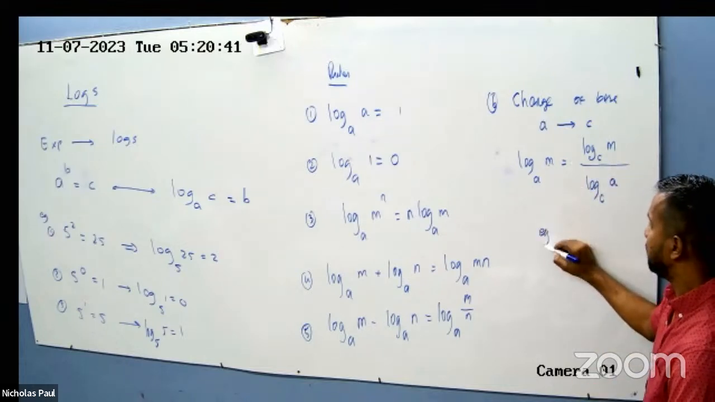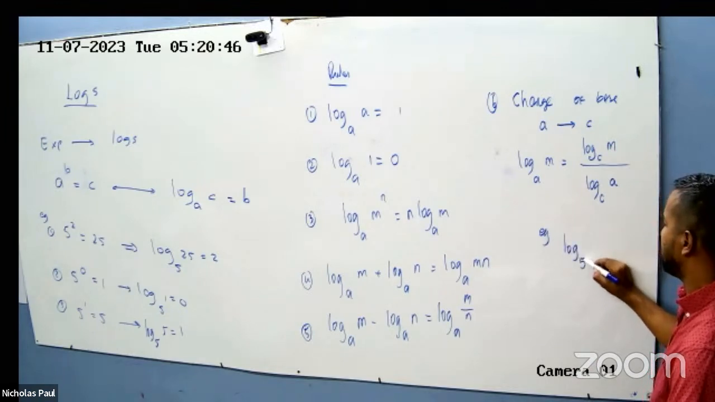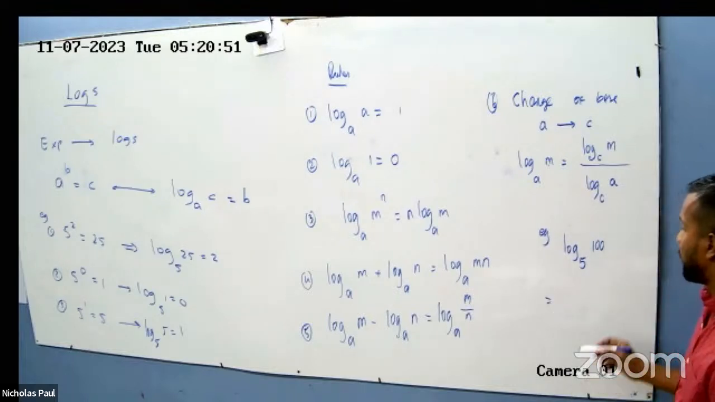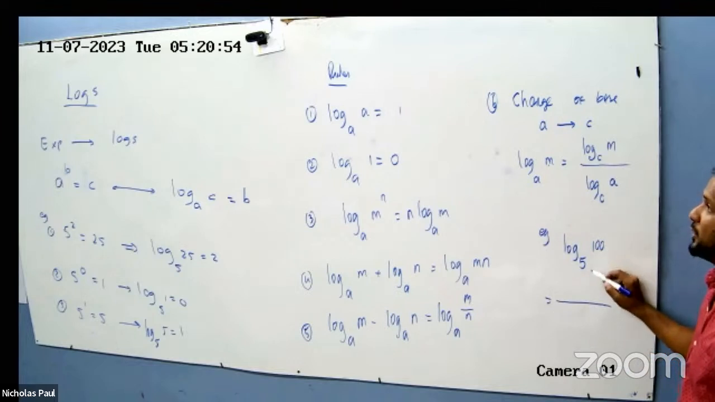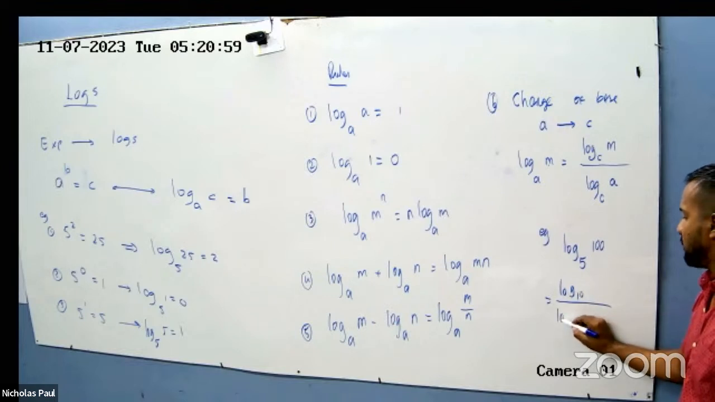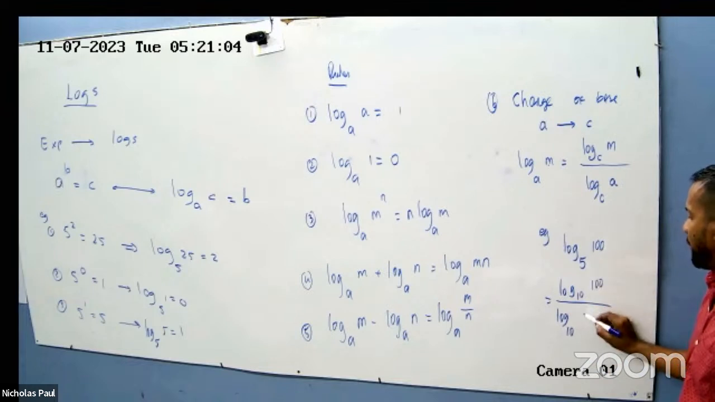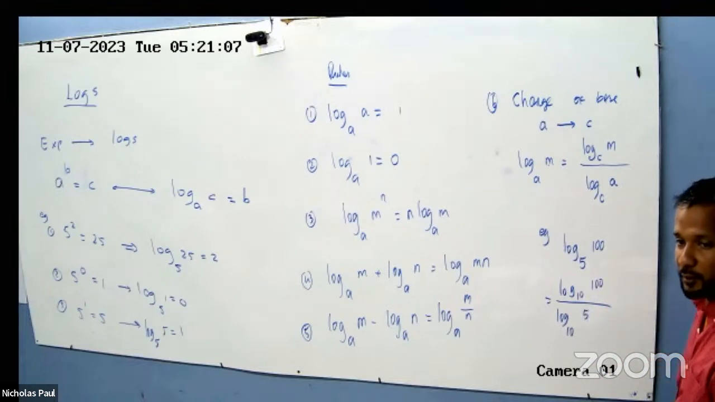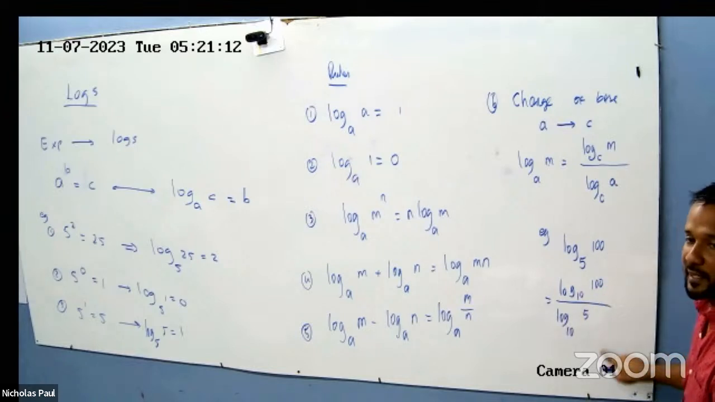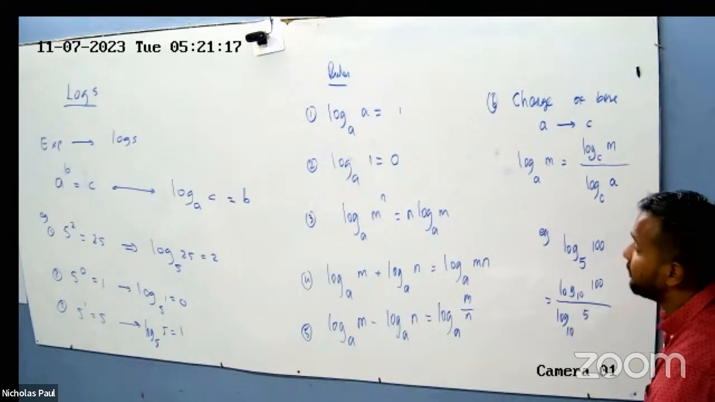For example, let's try to convert this to the base 10. What will log of 100 to the base 5 be? You want to convert to the base 10, right? Log to the base 10. The whole number goes here, and the whole base goes here. And you work it out. Check it in the calculator and see what you get.